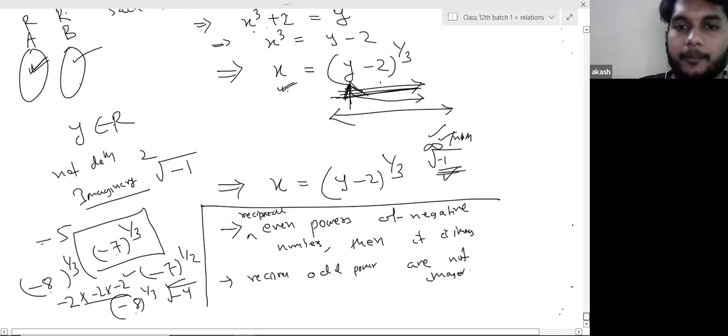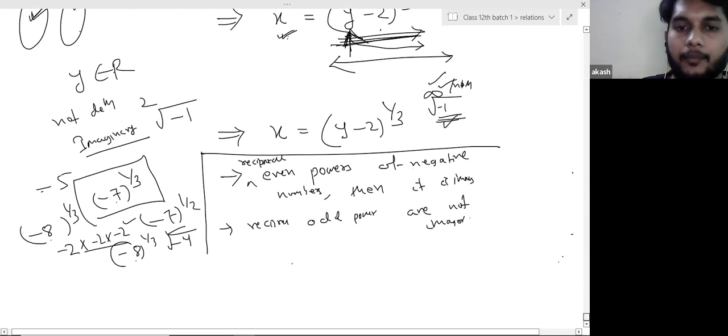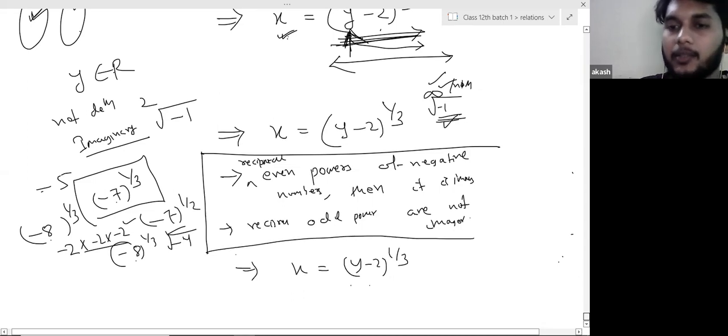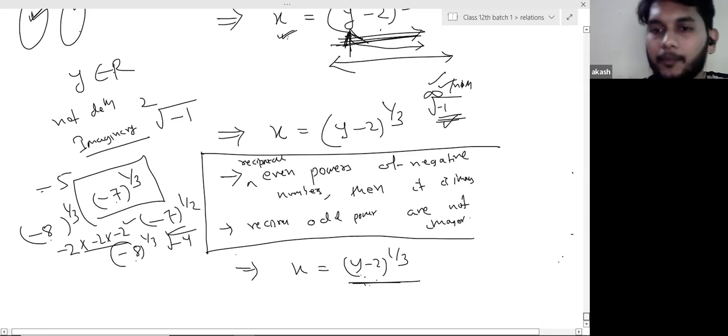We can say that x equals y minus 2 raised to the power 1 by 3. Negative numbers, if I put them here, there is no issue. If I put 0, then this is minus 2 raised to the power 1 by 3, which is also not imaginary. Positive numbers, 5 minus 2, 3 raised to the power 1 by 3, that is also okay. So no matter what you put as y, we'll always get a real number from this, right? No matter what value of y you put, you will get a real number.